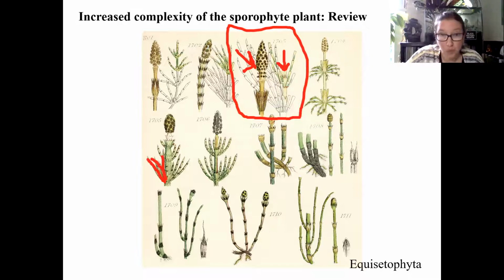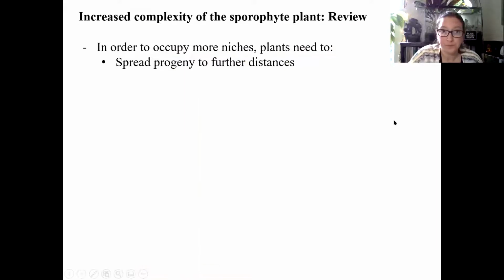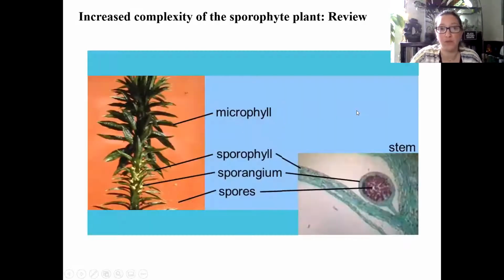The horsetails are also more complex in that now they have megaphylls instead of microphylls, even though, for what it's worth, these leaves don't look like any other leaves we're used to seeing. But I just want to point that out because that is true in terms of increased complexity. But we need to spread our offspring or our progeny to further distances. If we're going to occupy more niches, we have to do that. So sporophyte plants have to evolve additional structures, and they do.